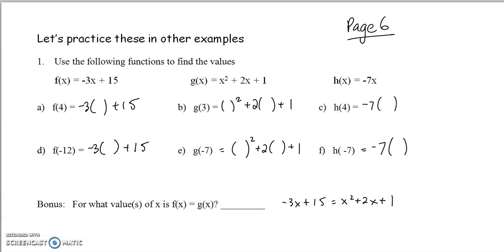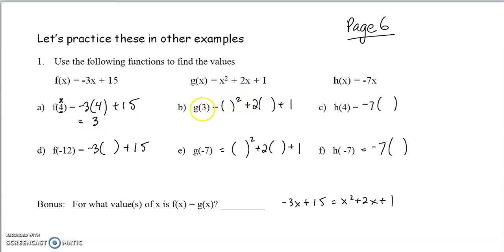So, as I said, I'm going to give you a quick video showing you some of the answers. A real quick recap. The first part was how you plug numbers into an equation. I've already got it set up for you here with the -3 blank plus 15. When I say f of 4, that means you're going to replace that x with the 4 and work that out. -12 plus 15 is 3.